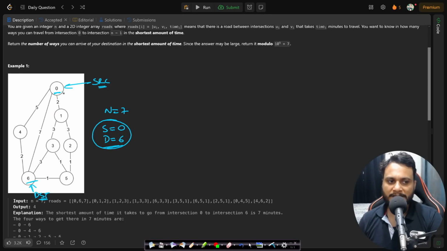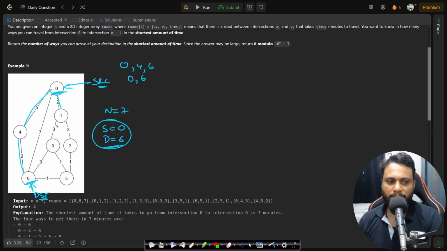So first, let's see what is the minimum cost. The minimum cost will be 7, 5 plus 2. You can just check it out, it will be 7. So in how many ways can you reach from 0 to 6 with cost 7? You can reach via 4. So 0, 4, 6 is one way. You can directly jump from 0 to 6 through a direct edge. So 0, 6 is another way.